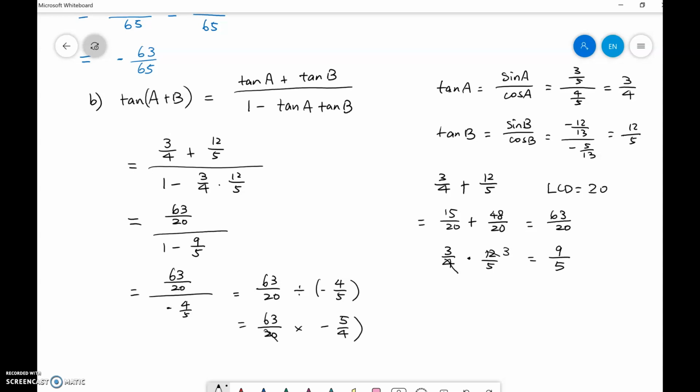Still the same thing. 20 and 5 can simplify. So we end up with -63/16.